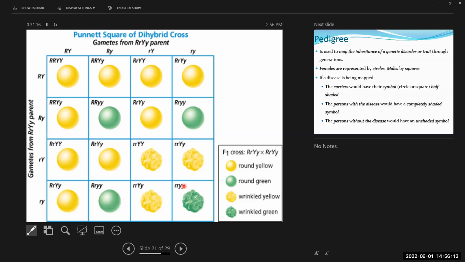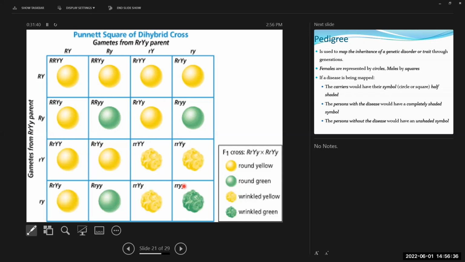And how did they figure out it was 9 to 3 to 3 to 1? How did they know this would work? Well, they actually did it for a number of plants, and they found consistently when they did these crosses, looking at this particular trait, that yes, you always consistently got this representation in the offspring.